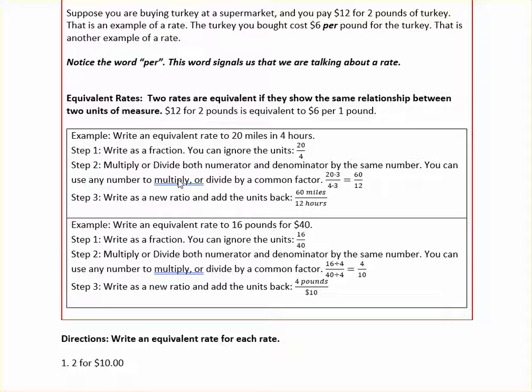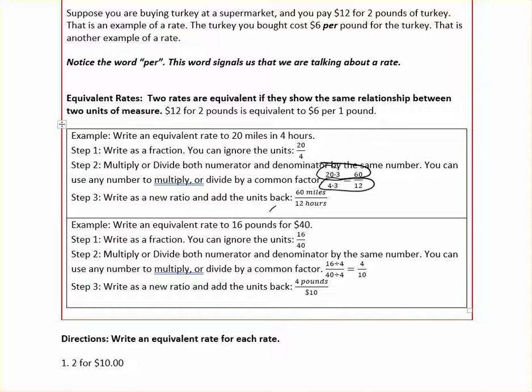So in this example, I multiplied both 20 and 4 by 3. So 20 times 3 is 60. That's what I did right here. And 4 times 3 is 12. Step 3 is to write as a new ratio and add your units back. So this would be 60 miles over 12 hours.